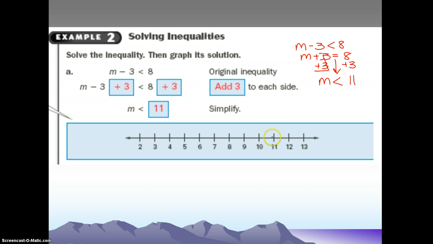Now we can graph it. Open at 11. M is less, so I'm going left. And please do not make a tiny arrow like this. If you have a whole graph, you need to show where the line is going. So you need to put the line all the way down to the end of the number line.